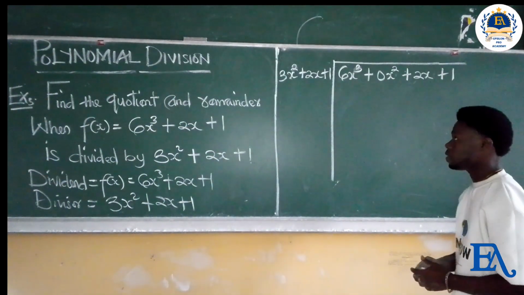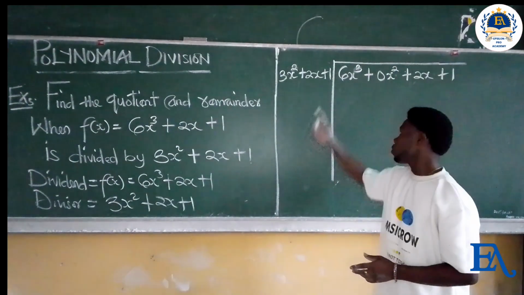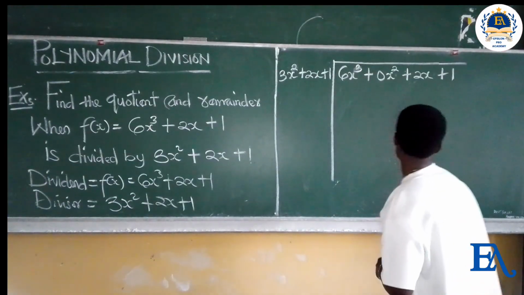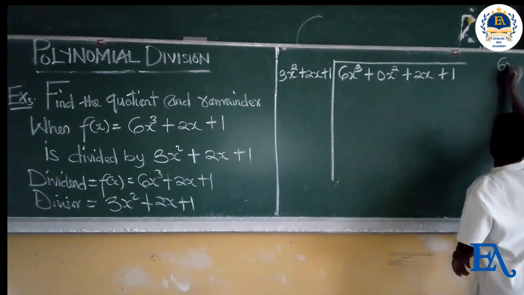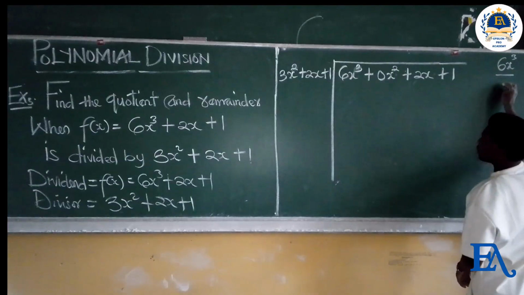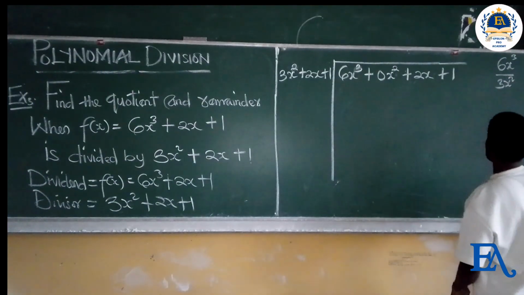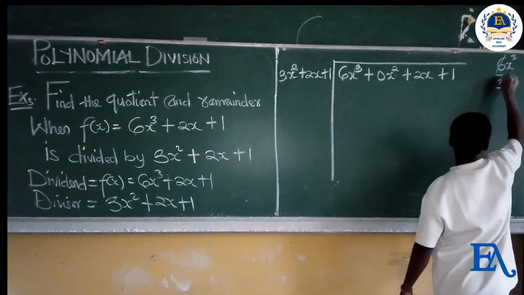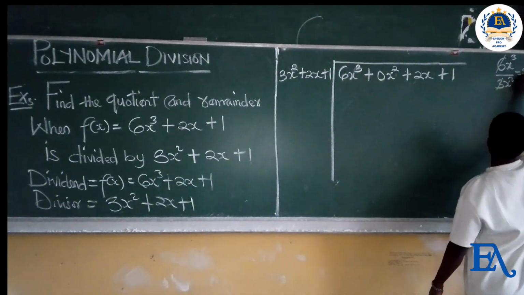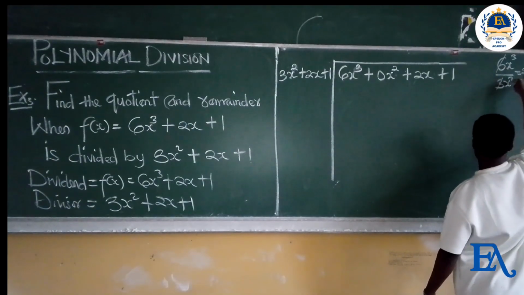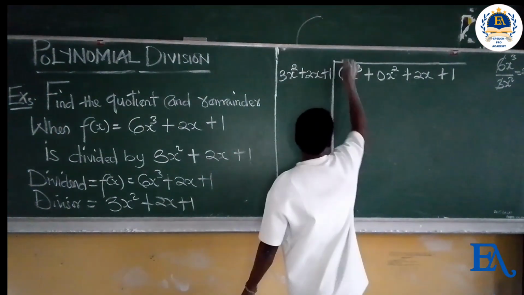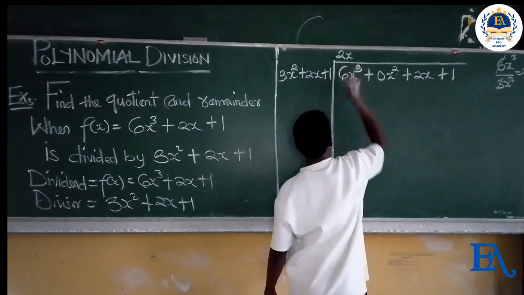Step number 1, divide the first term of the dividend, which is 6x cubed, by the first term of the divisor. So that becomes 6x cubed divided by 3x squared. That will give 6 divided by 3 is equal to 2, and x raised to the power of 3 minus x raised to the power of 2, that is 3 minus 2, gives just 1x. So we have 2x, which is the first quotient term.